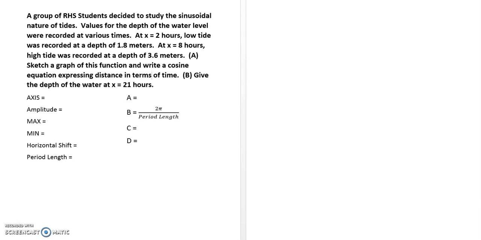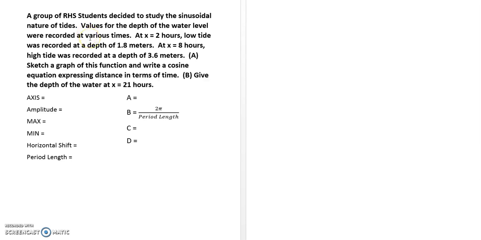Okay, guys, we're going to start talking about periodic functions. This is part number 2 of the tide, or the depth of water, as it relates to periodic functions. A group of RHS students decided to study the sinusoidal nature of tides. Values for the depth of water level were recorded at various times.